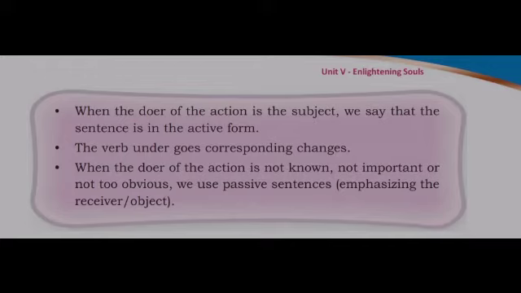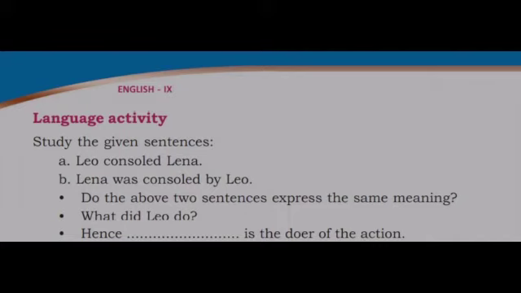So, the first sentence, Leo consoled Lena, is in active form, that is subject, verb, object format. And the second sentence, Lena was consoled by Leo, is in passive form. Here, due importance is given to the object. Lena is the object, that is object, verb, subject format.